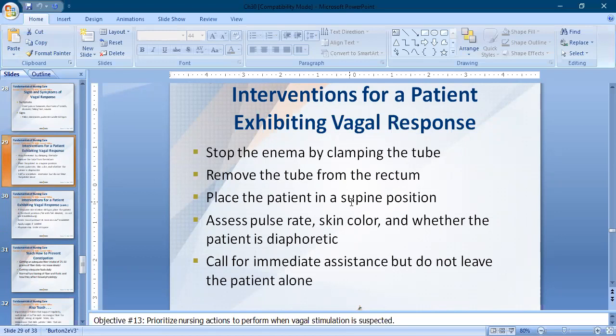Prone posture means lie on the abdomen. Assess the pulse rate, assess the skin color, and also check whether the patient is diaphoretic or not. Diaphoretic means sweating. Also, if we see any sign or symptom of vagal response, at the same time, we have to contact the healthcare provider.